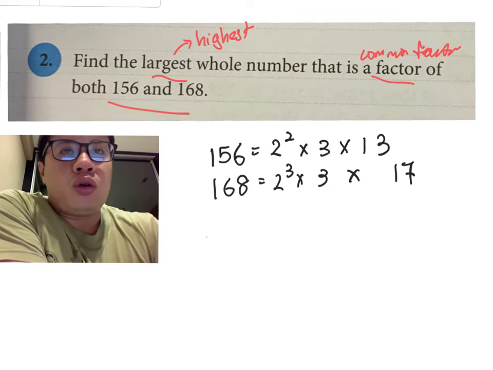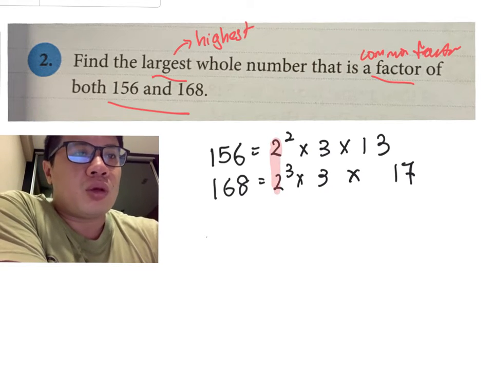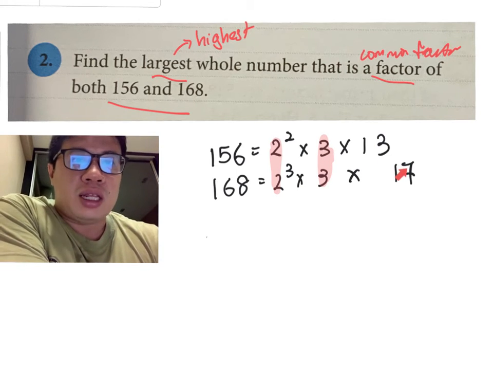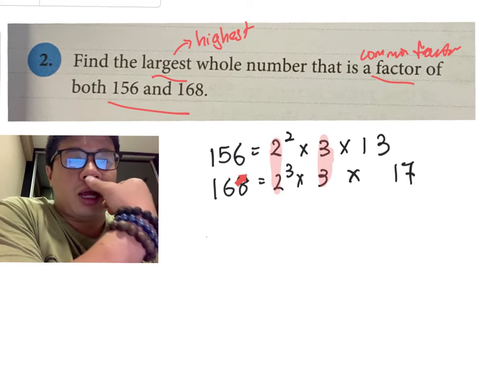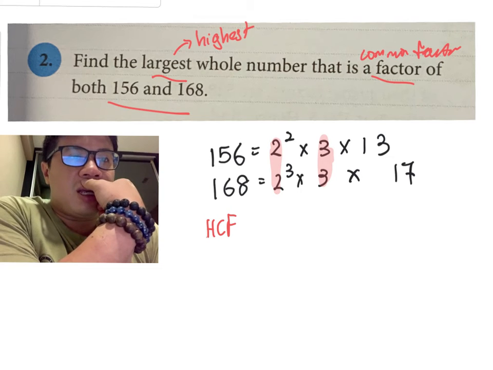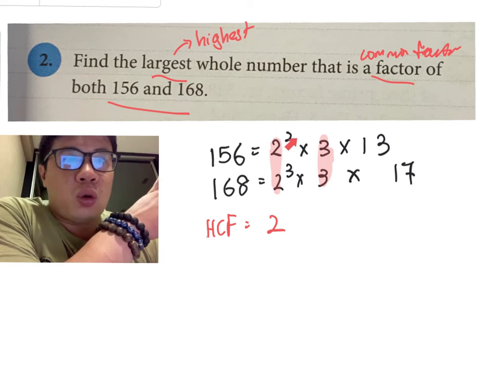If you consider this question, only 2 is in common between the two numbers, and 3 is in common. 13 and 17 are not common among the two numbers, so we can leave them out. So for the HCF, you only look at the factors that are in common and you look at the lowest index.